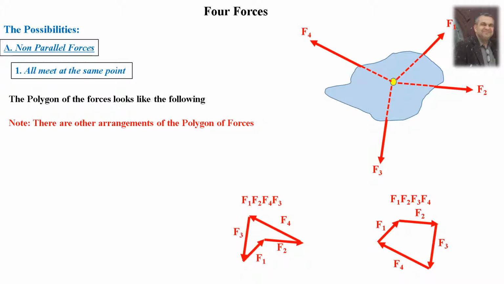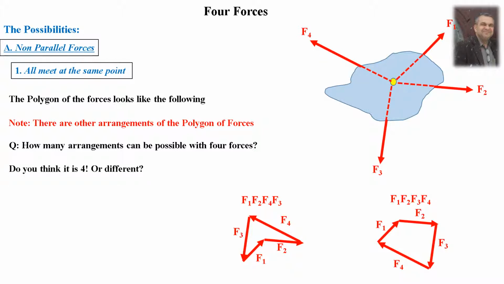One other possible arrangement is F1, F2, F4, F3, and definitely you will get exactly the same solution, just a different arrangement. Now, a simple question: how many possible arrangements do we have if we have 4 forces? Do you think it is factorial 4 or different? I will leave that for the reader, which is fairly easy. You can introduce a formula for that.